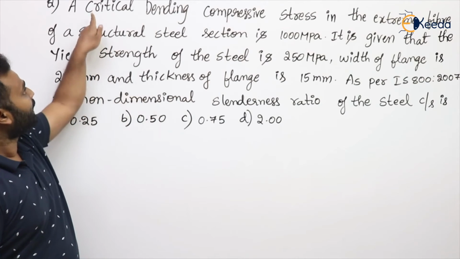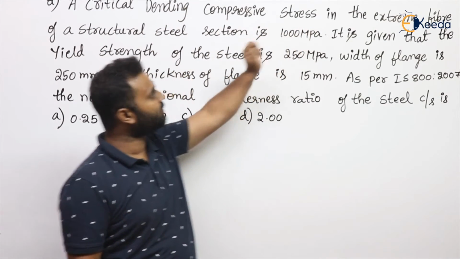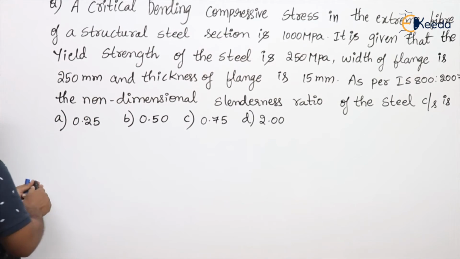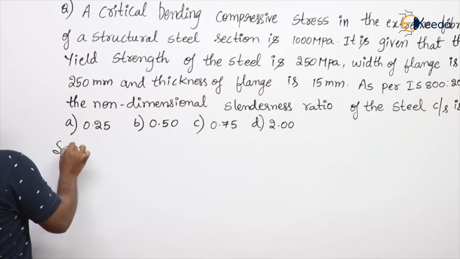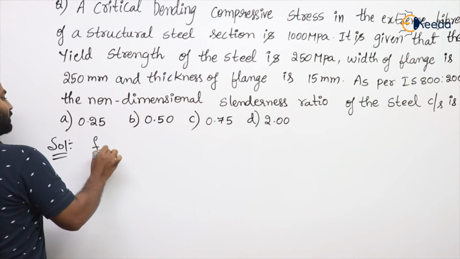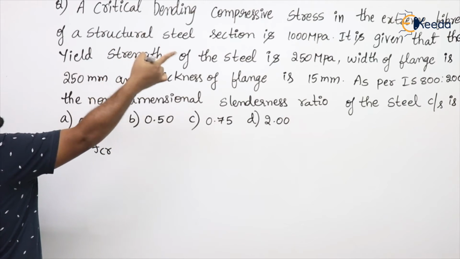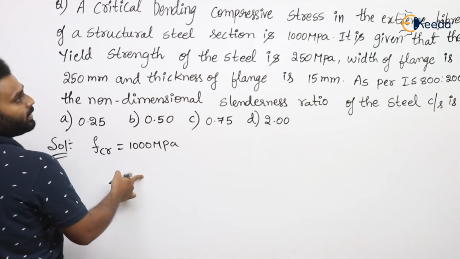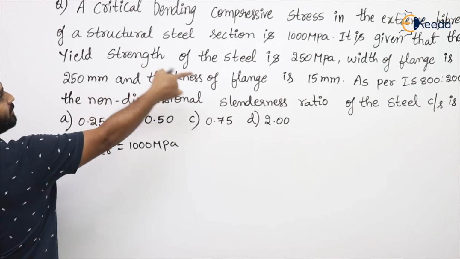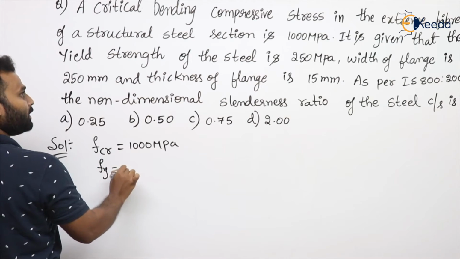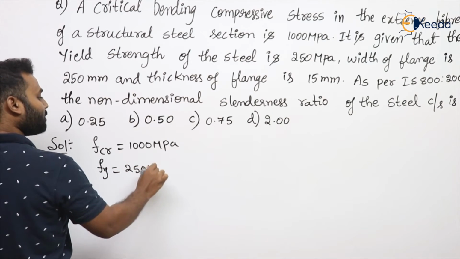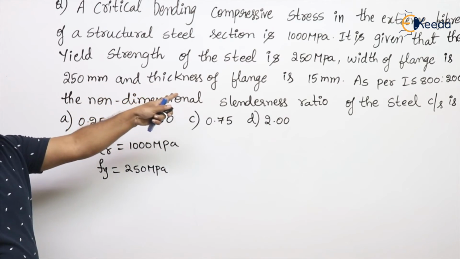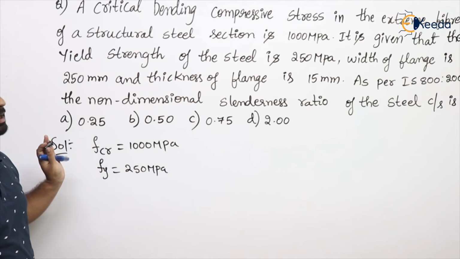The critical bending compressive stress in the extreme fiber of a structural steel section is, here critical, we represent with FCR. That is, the critical bending compressive stress in extreme fiber, FCR, is 1000 MPa. That is given. And it is given that the yield strength of the steel, which we represent with Fy, is 250 MPa. Next, the width of flange is 250 mm and thickness of flange is 15 mm. Ignore, this information is not required.